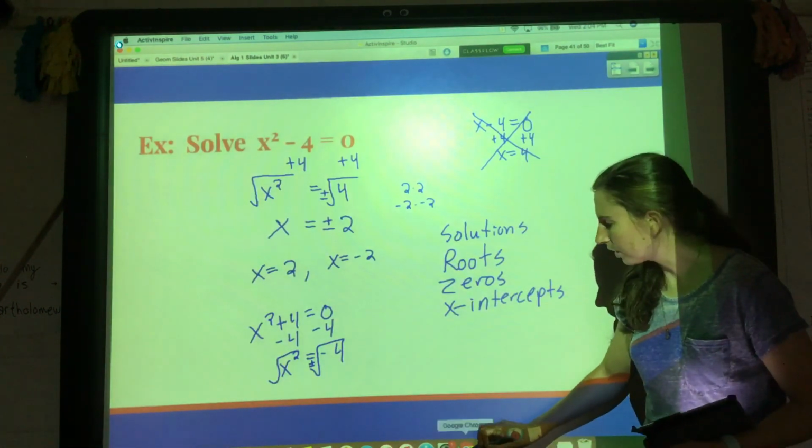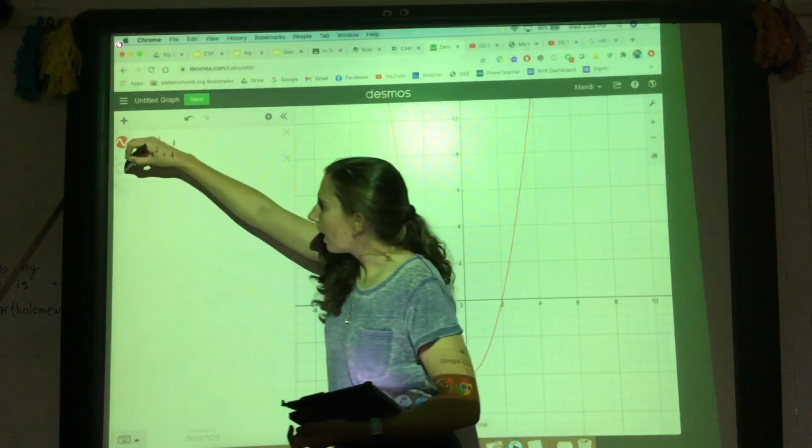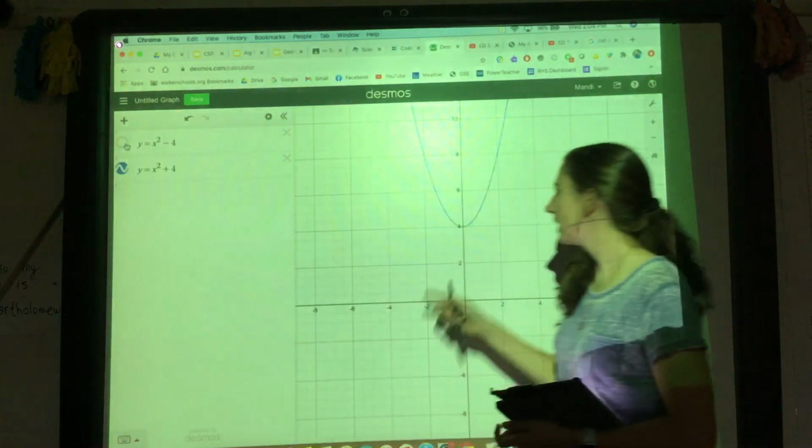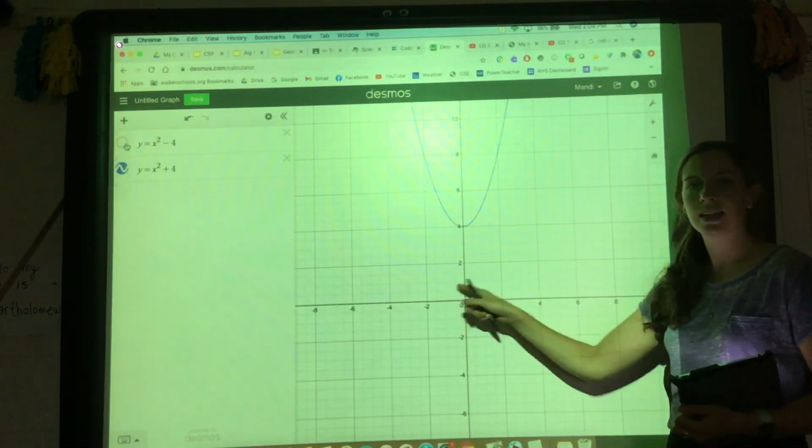You can see that on the graph. Here, if I graph x squared plus 4, see how it has no solution? It doesn't hit the x-axis.